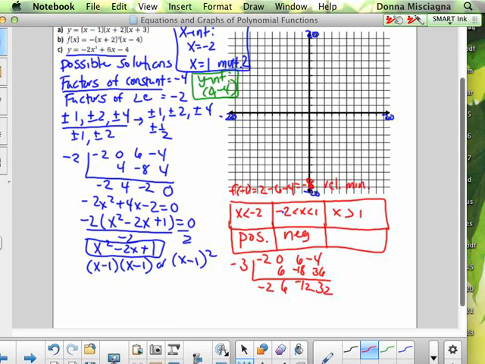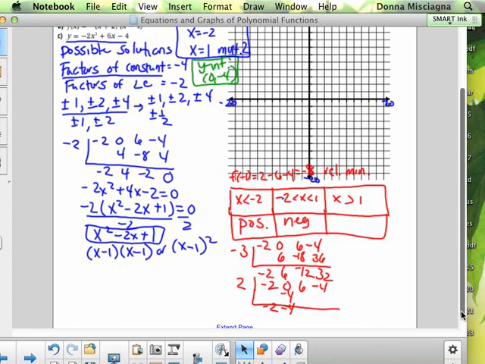It is the only extreme value because we have only 2 distinct x-intercepts. We do need to figure out what happens on the other side and plug in a value greater than 1, not 1 though, greater than 1, like 2. So negative 2, 0, 6, negative 4. Bring down the negative 2. Negative 2 times 2 is negative 4. Add, we get negative 4. 2 times negative 4 is negative 8. Add, we get negative 2. Negative 2 times 2 is negative 4. Add, we get negative 8.